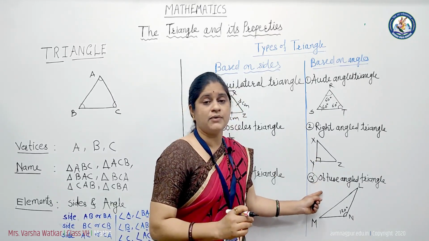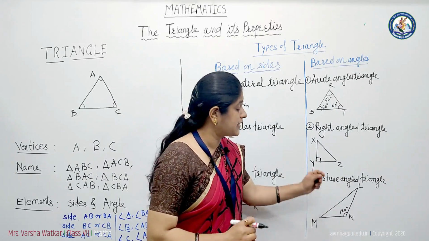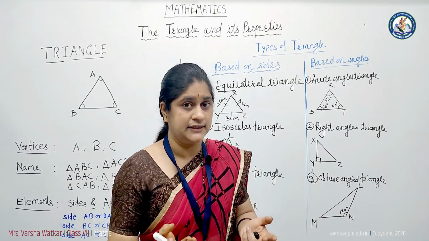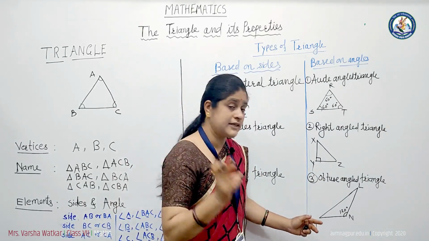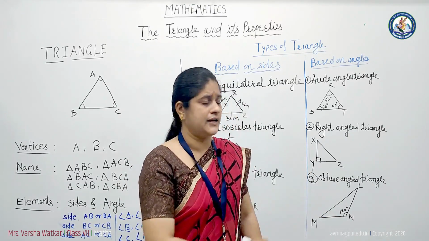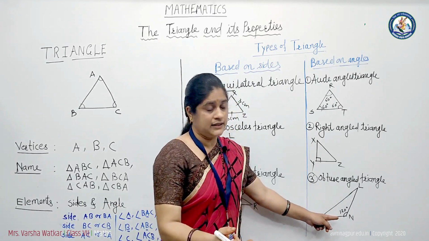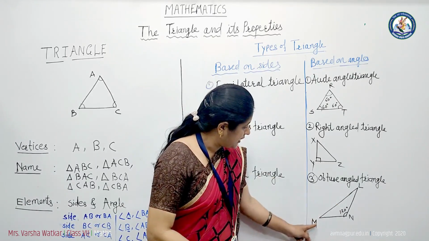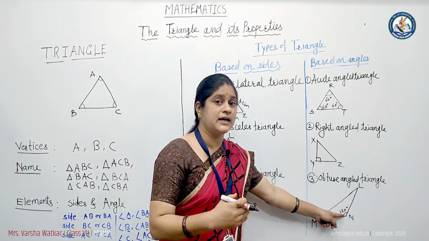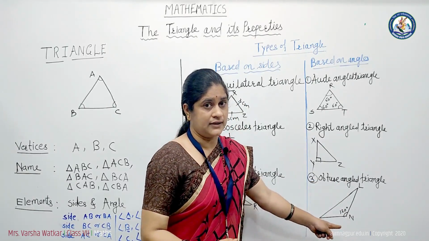Now the third type of triangle is the obtuse angle triangle. So obtuse angle means what? An angle having a measurement more than 90 degrees. So more than 90 degrees is an obtuse angle, and in a triangle, if one of the 3 angles is more than 90 degrees, here if you observe in triangle LMN, angle N is of measure 120 degrees, that is, it is more than 90 degrees. So this type of triangle is the obtuse angle triangle.